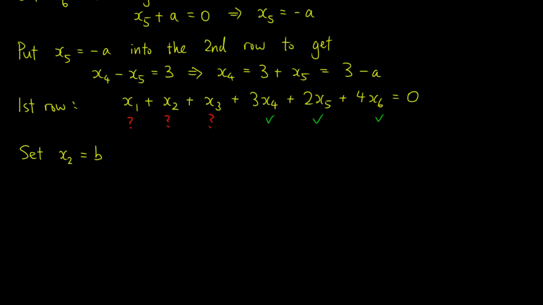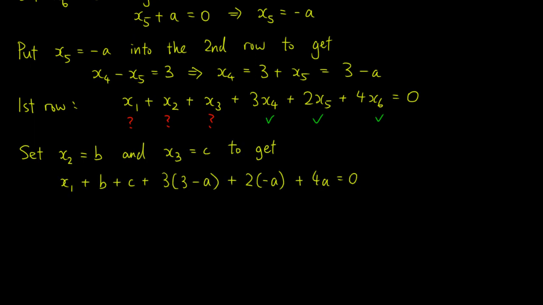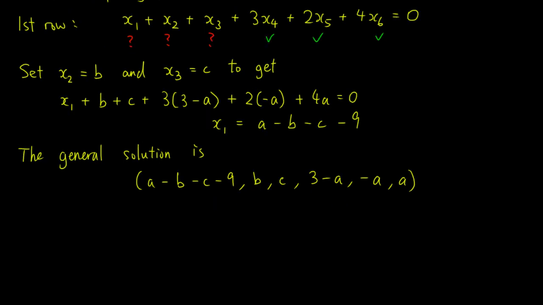So we set x2 equals b and x3 equals c to get x1 plus b plus c plus 3 times (3 minus a) plus 2 times (negative a) plus 4a equals 0. So x1 equals a minus b minus c minus 9. Thus, the general solution is (a minus b minus c minus 9, b, c, 3 minus a, negative a, a), where a, b, and c are all real numbers.